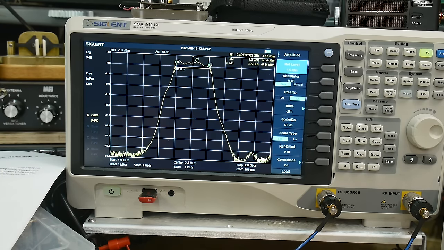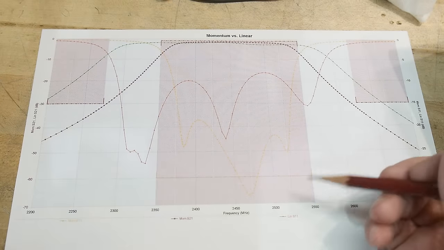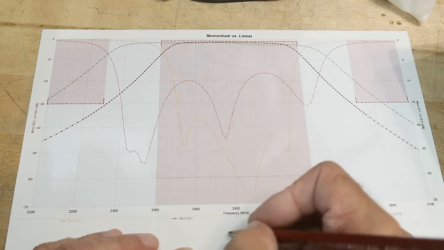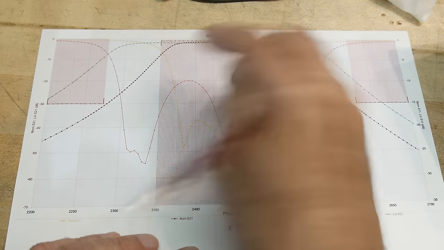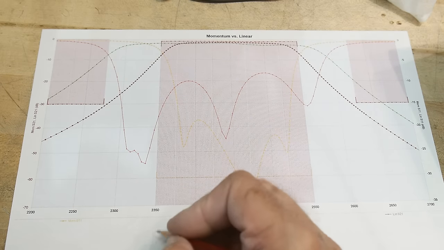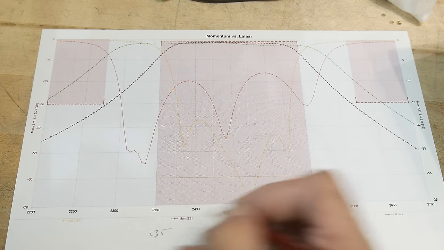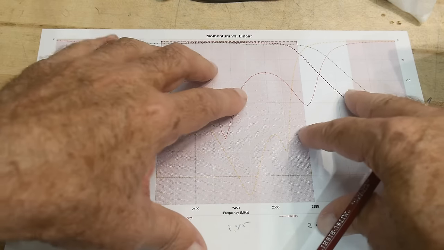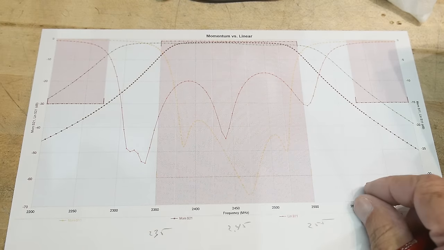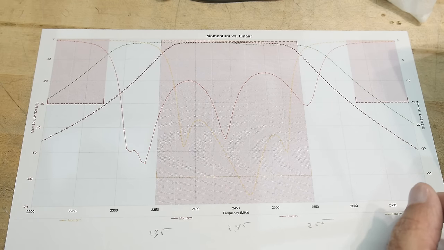All right, is that what we designed? Is that what we want? Let's take a look at the design graph here. All right, this is what we designed. We designed for a center frequency of 2.45, and our edges here are at 2.35 and at 2.55. So the whole thing has been shifted left just a tiny bit, but other than that, it's matching the model perfectly. Remember, we did two models.